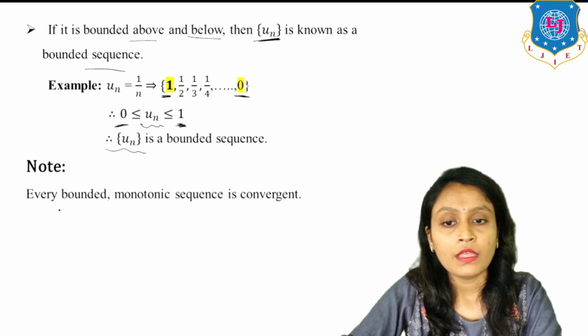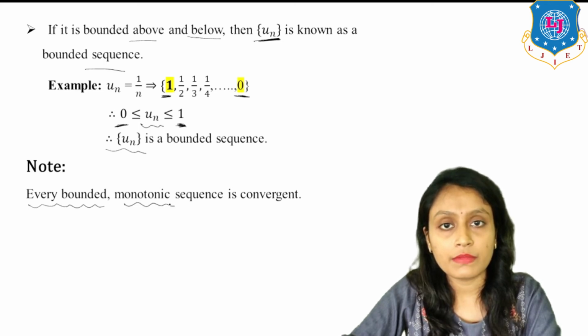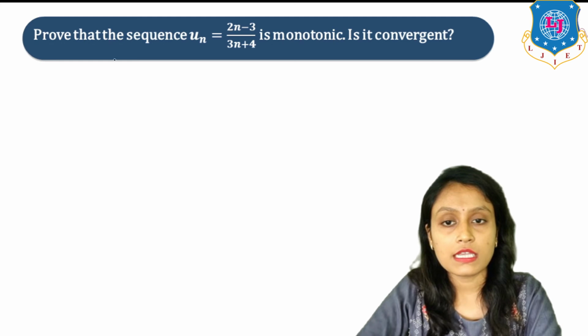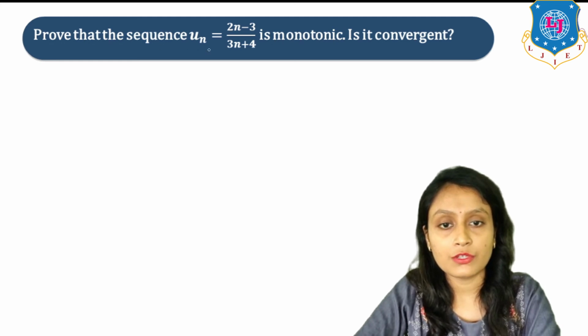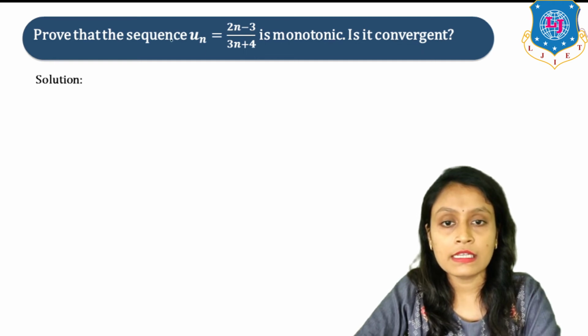Okay, now if a sequence is bounded and it is monotonic, means either it is increasing or decreasing, then we can say that the sequence is convergent. Okay, so we will solve a few examples based on this theorem. First example is prove that the sequence u_n is equal to 2n minus 3 upon 3n plus 4 is monotonic, and we have to check whether it is convergent or not. So firstly, let's check whether it is monotonic or not.